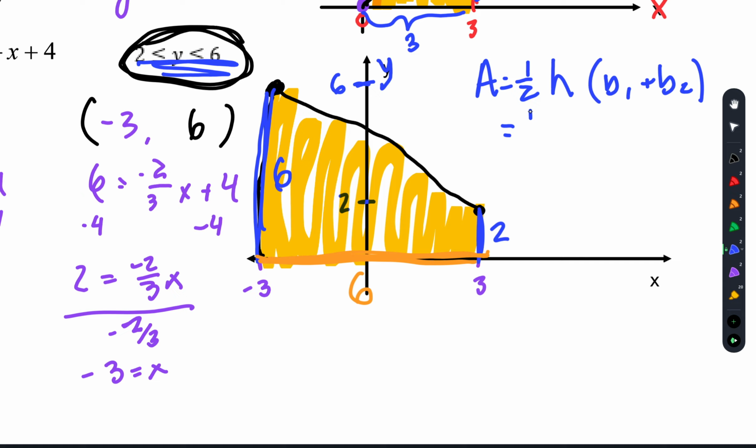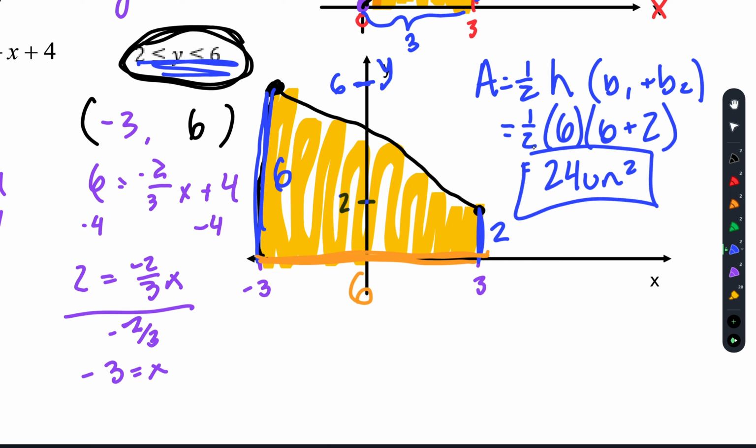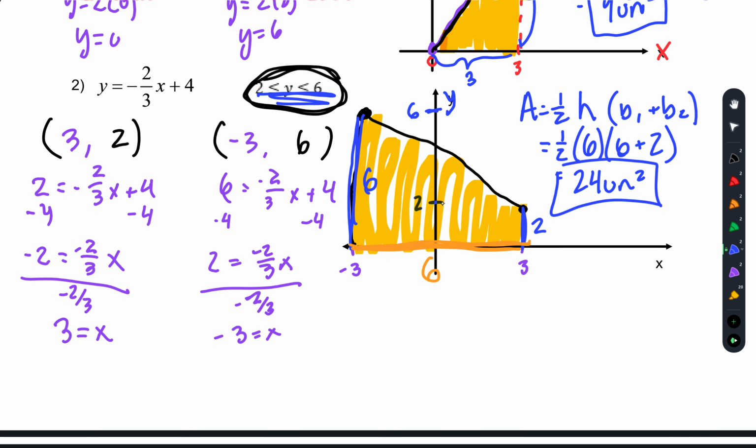The area then of this shape, 1/2 times 6 plus 2. 8 times 6 is 48. Half of 48, 24 units squared. Everybody okay with this? When it says find the area under the curve, that's all it's asking you to do is to figure out where your line is and then find the area of that shape underneath it. Good? Okay.